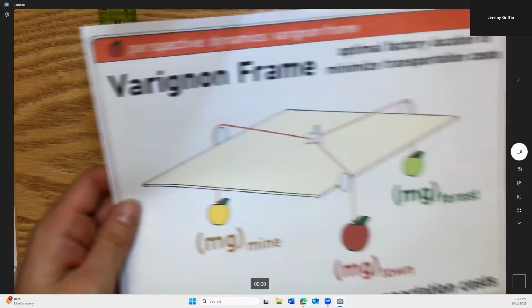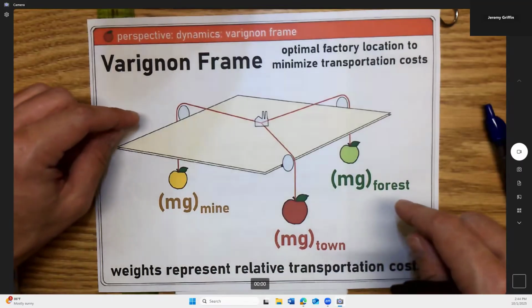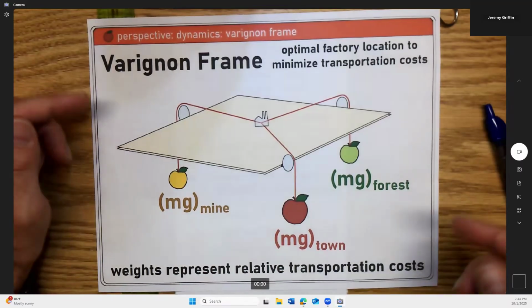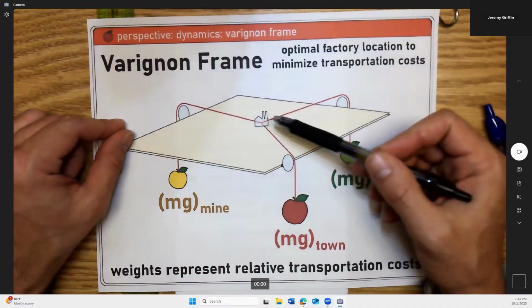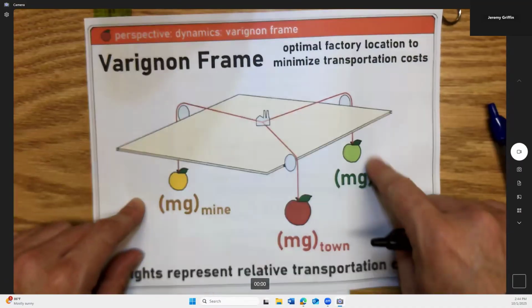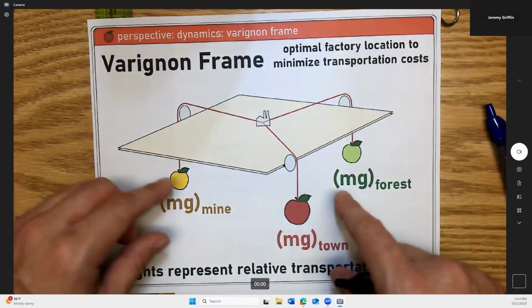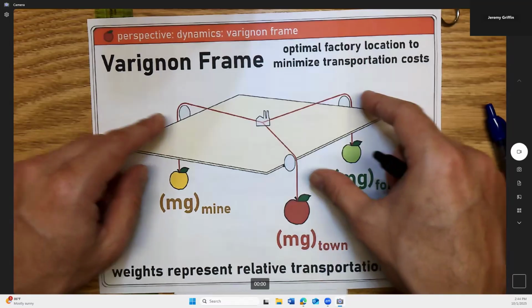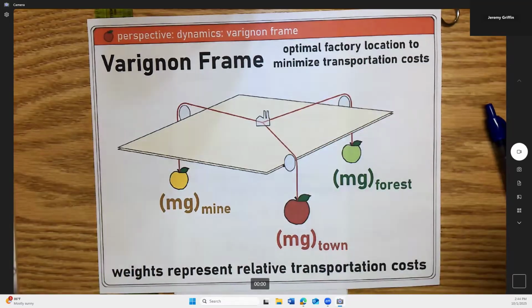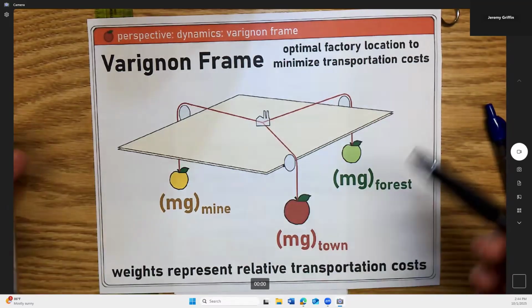And the other activity I want to do with you guys by the end of the week is called the Varignon frame. This is one here. So, quick intro to this. Let you guys think about this one overnight. This is a physics solution to a business economics type problem where what if you want to build a factory? Maybe you have some different inputs, maybe lumber from this forest or copper from this mine. You put it all together, and then maybe some kind of output product that you want to ship to this town. But maybe every one of these has some different transportation costs. Maybe it's really expensive for one of these and cheaper to transport another.